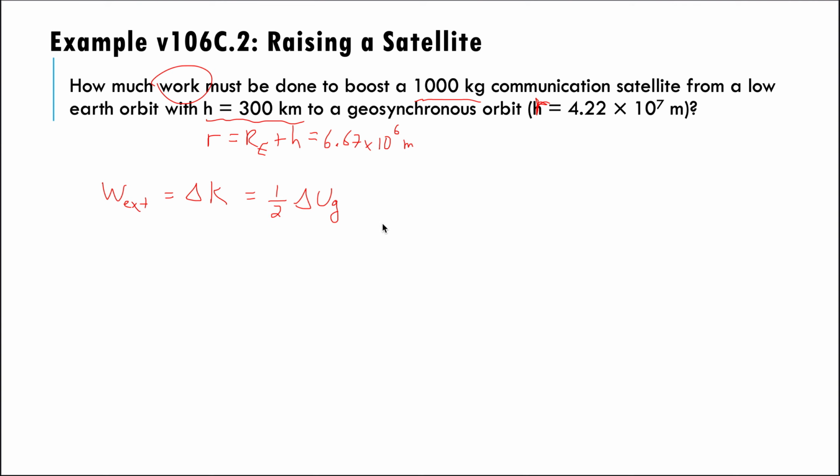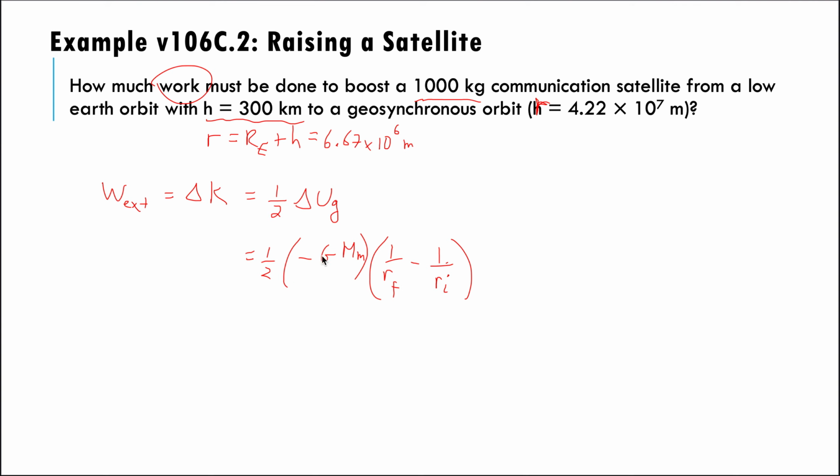So now it's a plug and chug. The external work is going to be 1/2 times negative G m M times the change, final, 1 over R final minus 1 over R initial. So we are going to plug in all of the values.